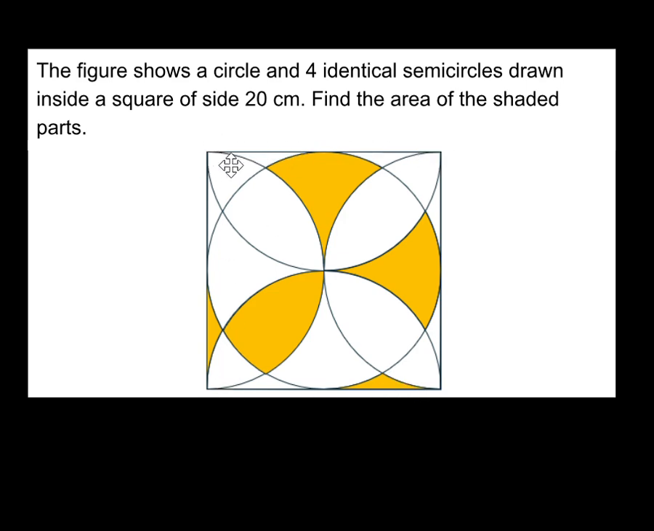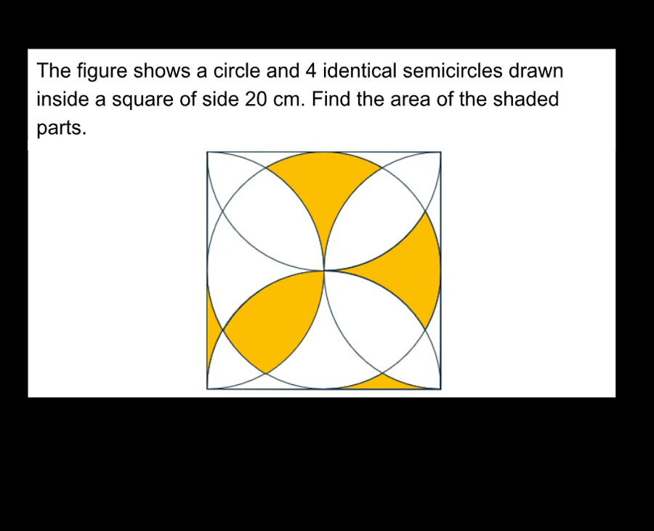Or you can say that the diameter of the circle and the semicircles are all 20 centimeter. That means the radius is 10 centimeter. So your job is to find the area of the shaded part, which is all this part. So how to approach such a question?